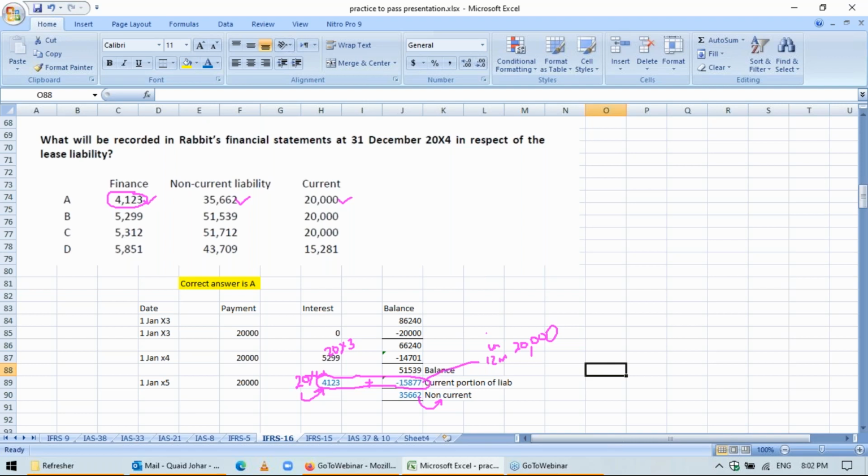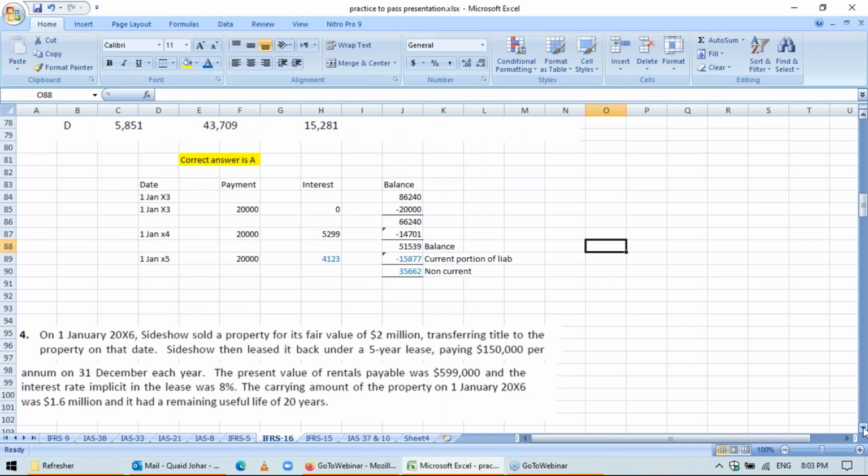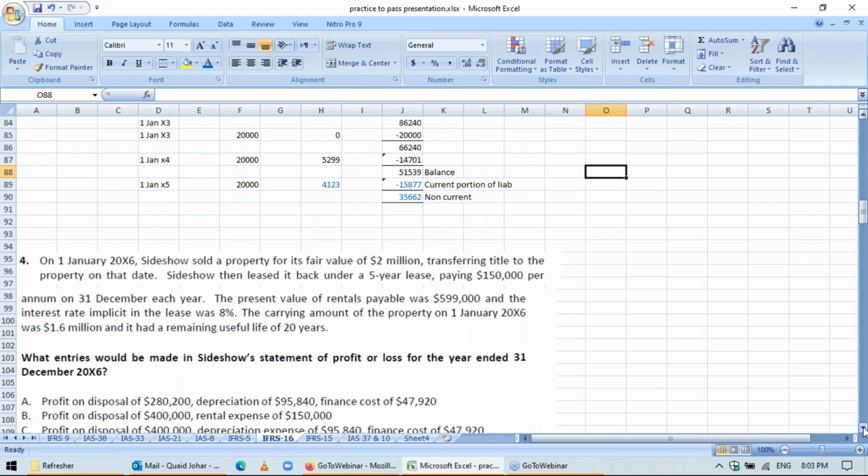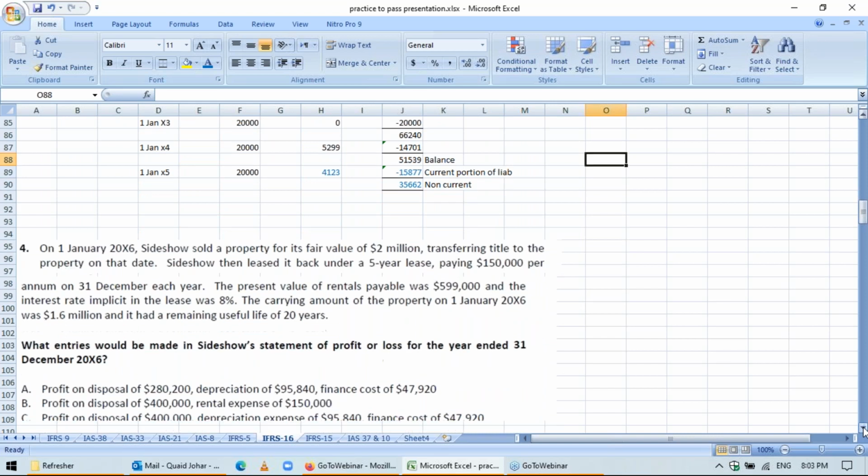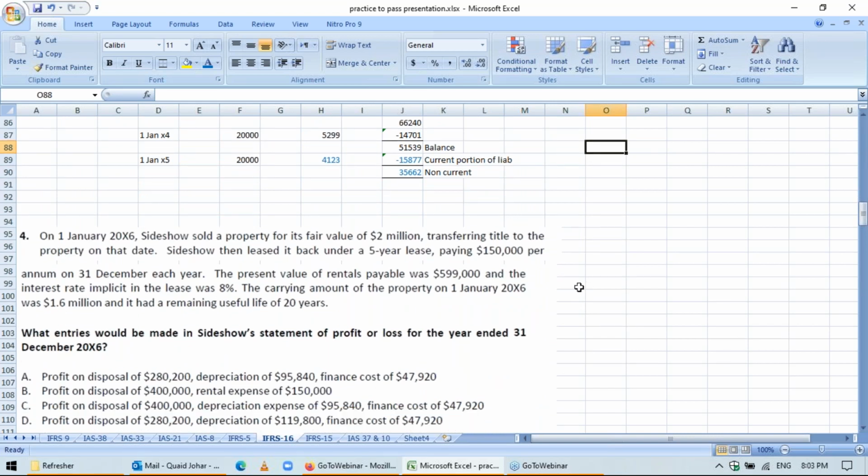Okay. So students, now next question, question number 4. If you have got tired, I can give you a 5-minute break, and then we start with the sale and leaseback transaction, because now this question is on sale and leaseback. This is an important one. So if you want to get a bit fresh, I can give you a 5-minute break.